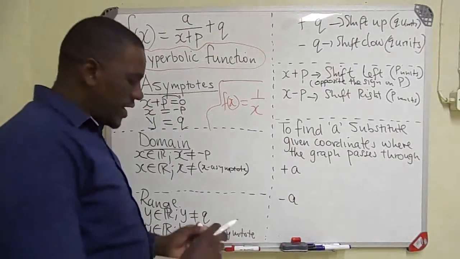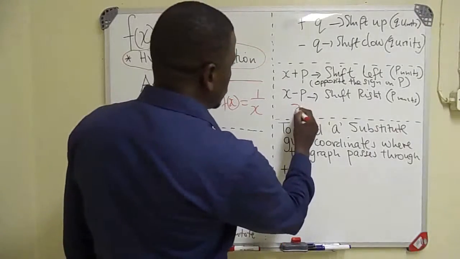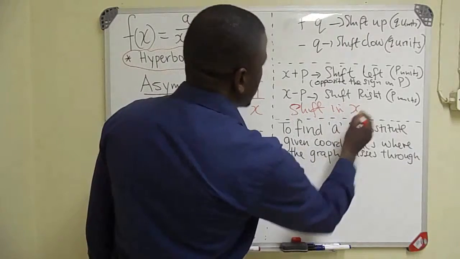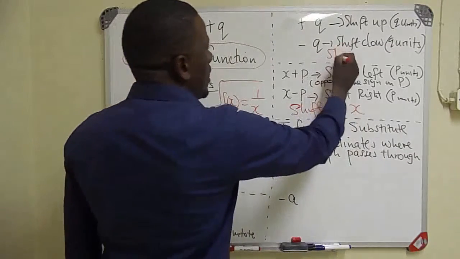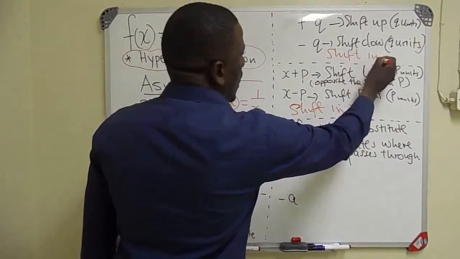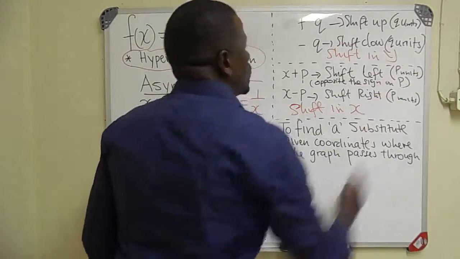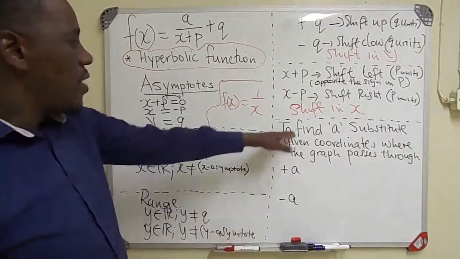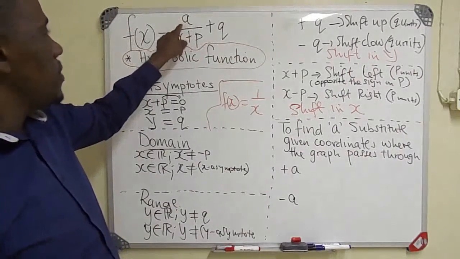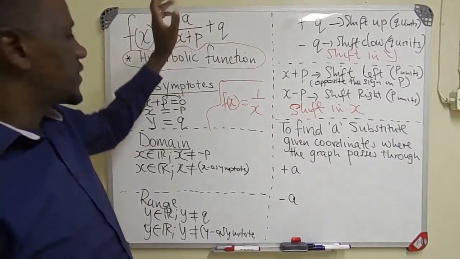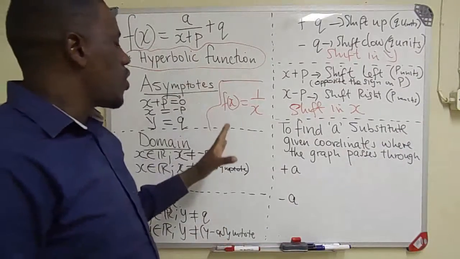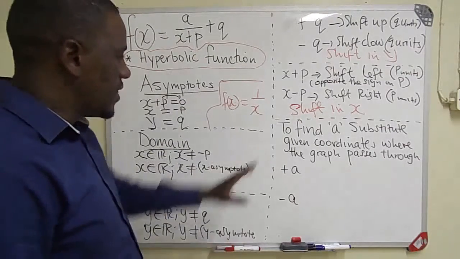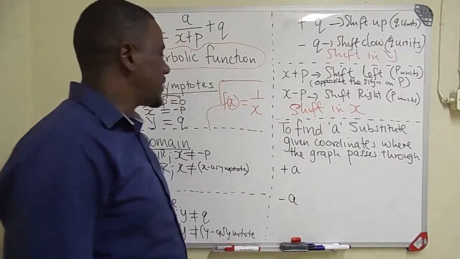So this one here is a shift in x, and this one here is a shift in y. So we are shifting up and down, we are shifting left and right. Now, to find this value of a, you need to substitute given coordinates that are on the graph, or in other words, where the graph passes through.